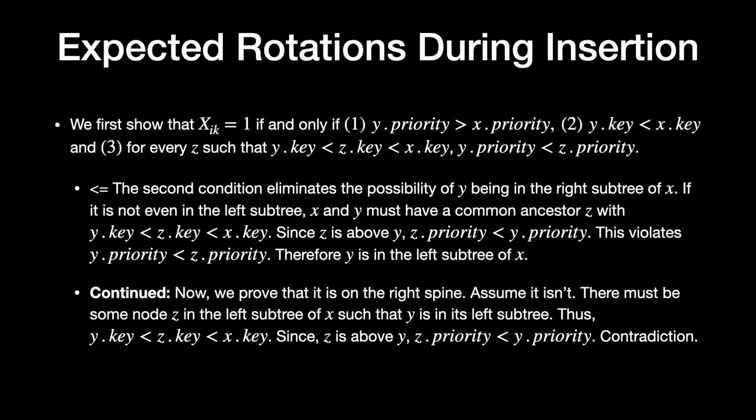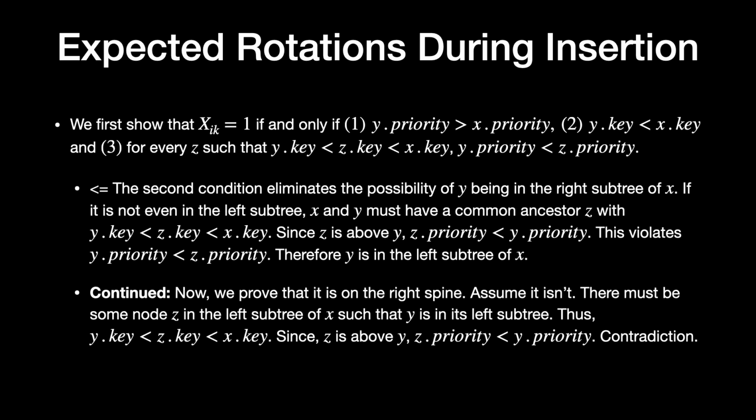The third condition states that for every z such that its key lies between the keys of x and y, its priority has to be greater than the priority of y. However, its priority is less than the priority of y. So this violates the third condition. Therefore, y cannot be in a completely different subtree altogether. It has to be in the left subtree of x. So the only position for y is in the left subtree of x. Now, we have proved that y is in the left subtree of x.